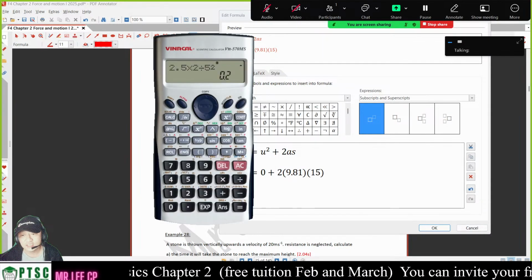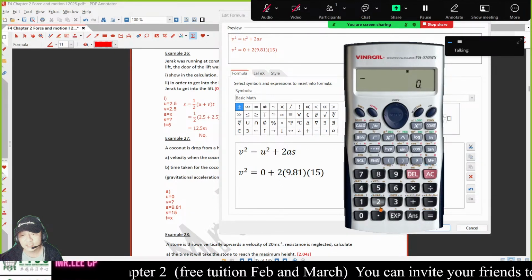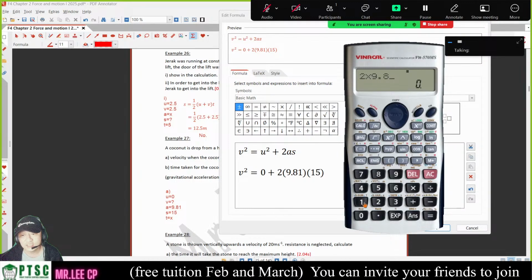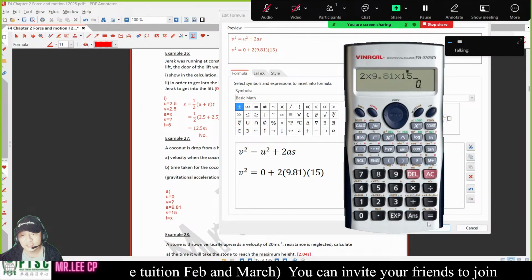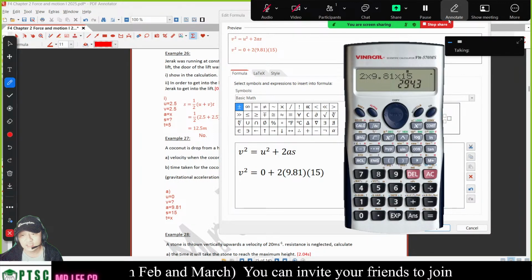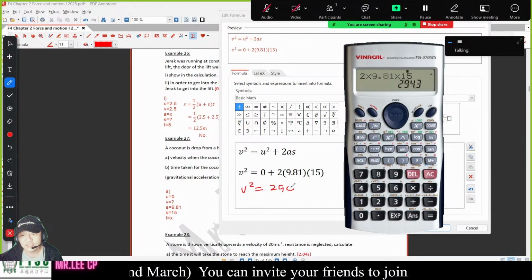Right? So now here, how to press in the calculator. 0 squared is 0, you don't need to bother. 2 times 9.81 times 15 equals V squared. So I want to find V. So how to find V? This V squared is equal to 294.3.